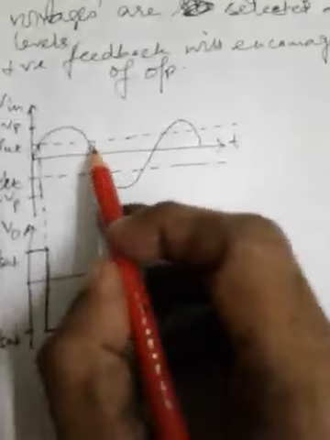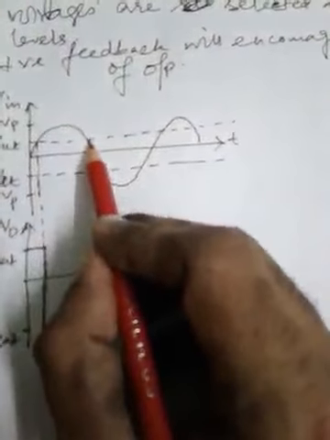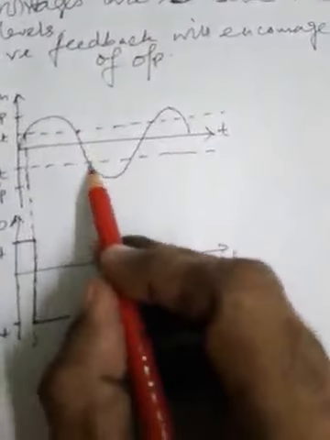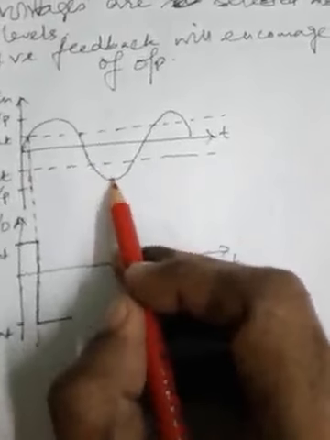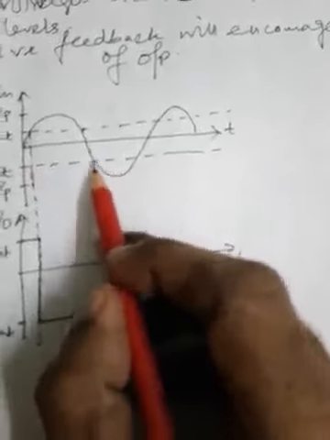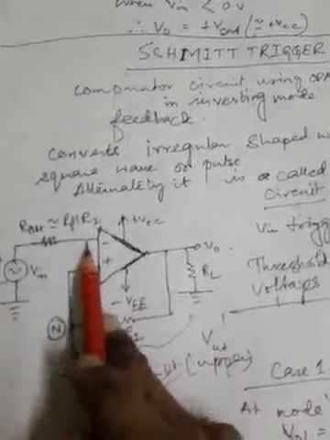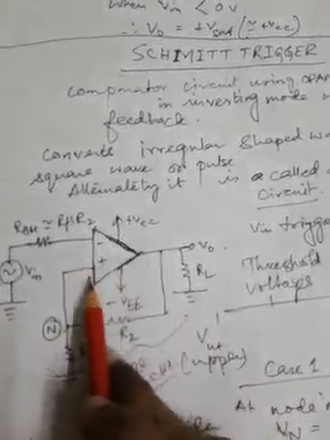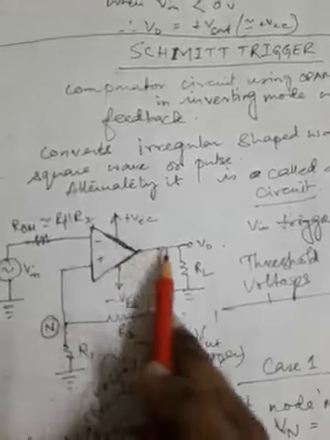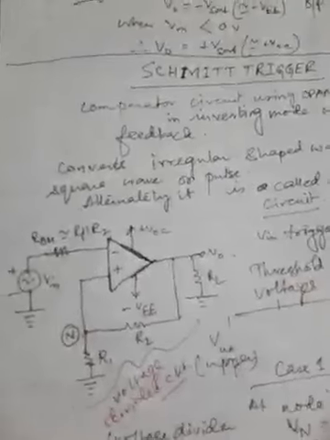Now we are seeing two transitions. At this point Vin is once again coming down through VUT, and at this point it is coming down to VLT, so it is far more negative than VLT. Now in case Vin is far more negative than VLT, what will happen? If Vin is more negative than VLT, that means VLT is more and Vin is less. So the voltage at the non-inverting terminal is greater than the inverting terminal, so output will be positive. That means output will switch to plus Vsat, positive saturation.